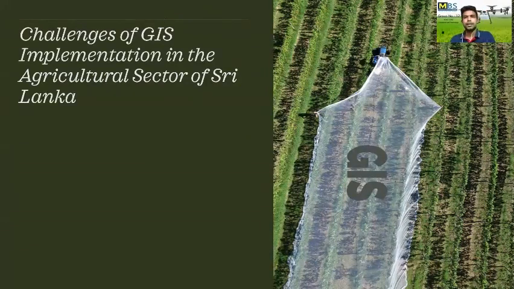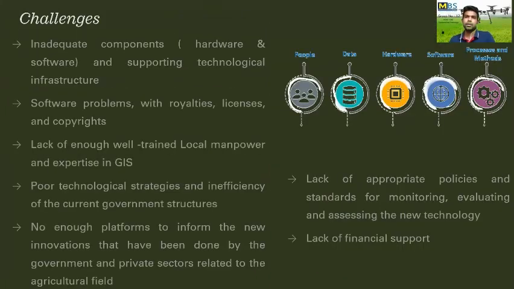The Sri Lankan agriculture sector is not embracing advanced technology due to lack of availability or awareness of available smart technology. Here we can identify the major barriers and limitations faced when integrating GIS in the agriculture sector. One of the main issues is inadequate components such as hardware, software, and supporting technological infrastructure. The hardware and software employed here are expensive brands, so it needs more investment to operate GIS technology.